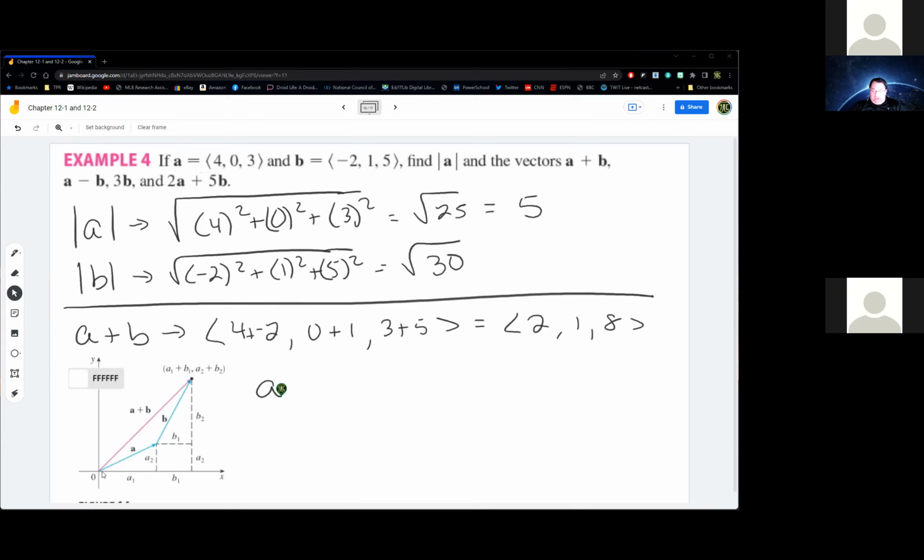Subtraction, I do the exact same thing, except I subtract. So A minus B. It's going to be 4 minus a negative 2, 0 minus the 1, and 3 minus the 5. So we have 6, negative 1, and negative 2. And that's no different than saying it's A plus the negative 1 times B. So that's why we can do the subtraction and addition the same, because of the scalar multiplication.